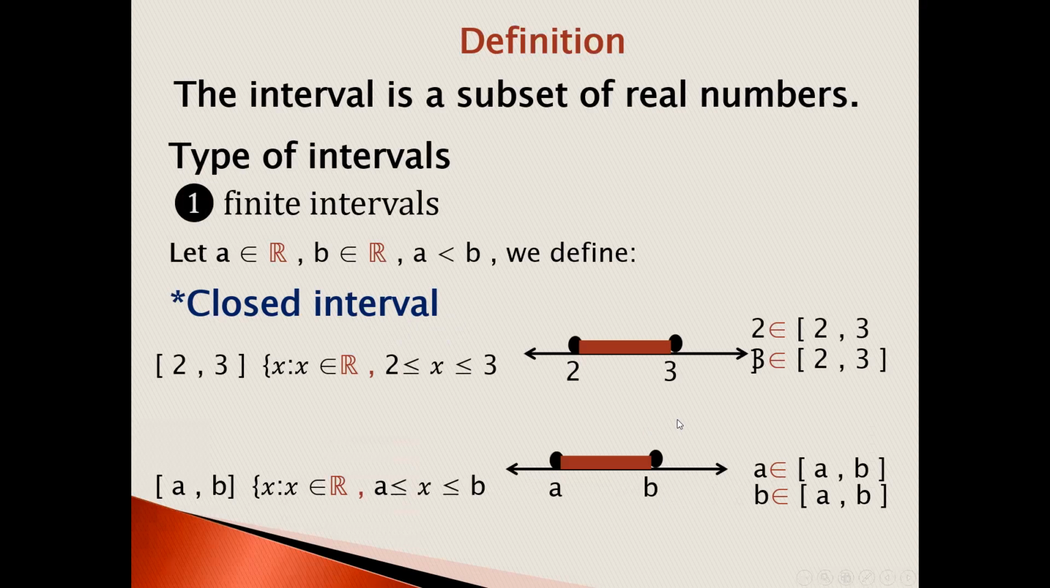First, closed interval. If I have the closed interval from 2 to 3, it is the set of x such that x belongs to R, x is more than or equal to 2 and less than or equal to 3. Or equal means that it's a closed interval. So 2 is included, 3 is included, and the numbers between 2 and 3 are included.